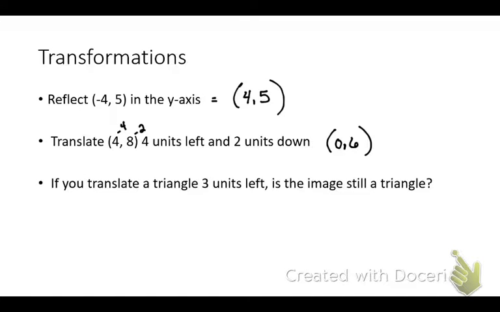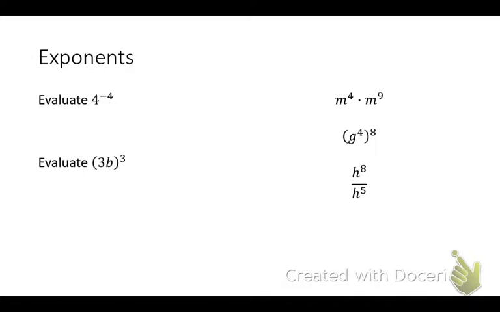Okay? So if you translate a triangle 3 units left, is the image still a triangle? Yes. Because a translation does not change the shape. A translation simply shifts the image or shifts the shape. So a difficult question ends up being actually a pretty simple answer. Of course it's still a triangle.